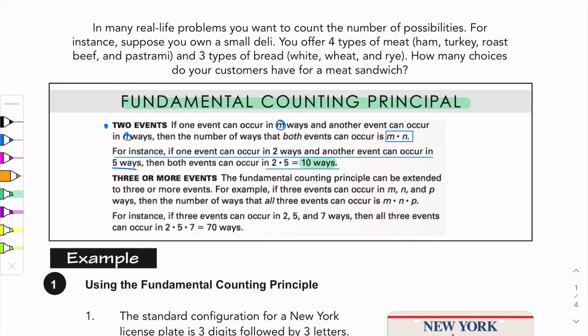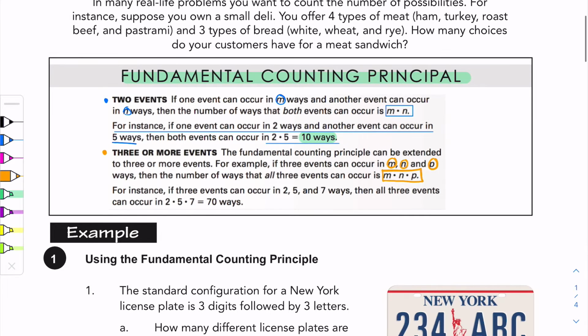If you have 3 or more events, the fundamental counting principle can be extended. For example, if 3 events occur in m, n, and p ways, then the number of ways that all 3 events can occur is m times n times p. So you multiply the cases together. For instance, if 3 events can occur in 2, 5, and 7 ways, then all 3 events can occur in 2 times 5 times 7, which is 70 ways.